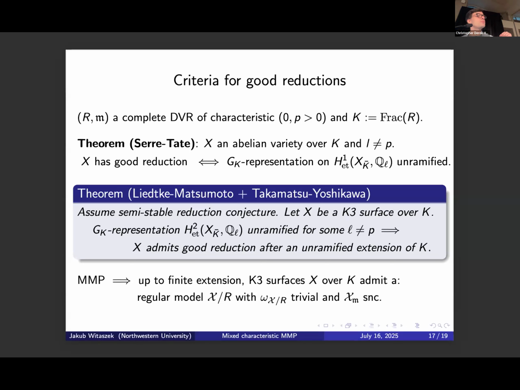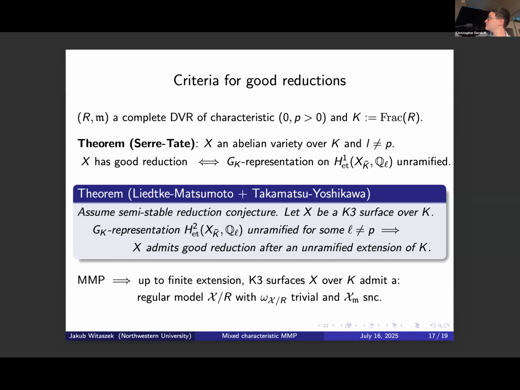However, by running the minimal model program and then using certain results of Artin on simultaneous resolutions of RDP points, you can create a model in which the relative omega is trivial. In other words, you show that up to finite cover, every degeneration of a K3 surface has a model where omega is trivial in total. So it's very nice. They really look like K3 models.